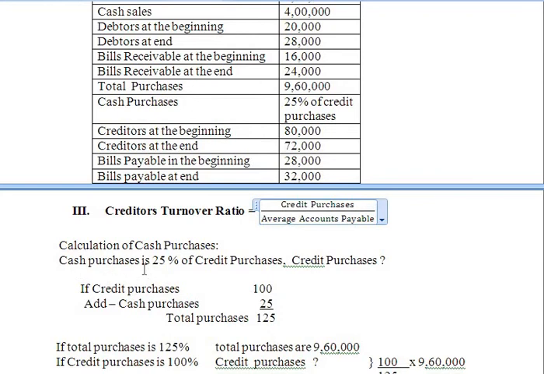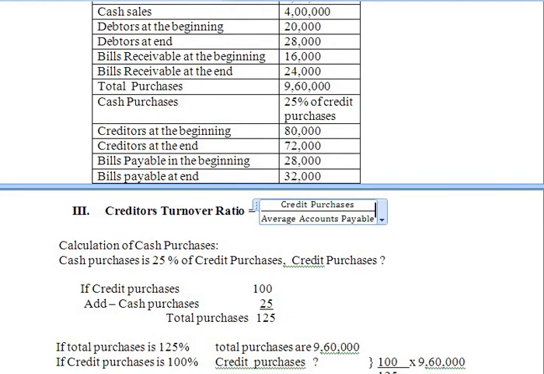Cash purchases is how much? 25% of credit purchases, and we don't know the amount of credit purchases. Suppose we take credit purchases as 100, then cash purchases will be 25% of 100, which is 25. So the total is 100 plus 25, which is 125. So 125% will be the percentage of total purchases. If total purchases is 125%, the amount is 9,60,000.